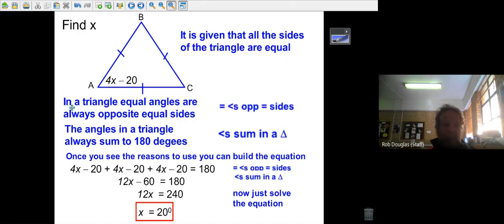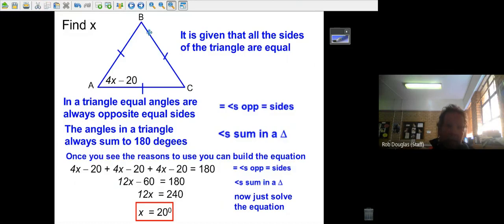Well, we have a reason that says that in a triangle, equal angles are always opposite equal sides. So if these two sides are equal, these two angles are equal. And if these two sides are equal, these two angles are equal. Well, all of these angles, if the sides are all equal, must be the same. So that's 4x minus 20. That's 4x minus 20. They're all 4x minus 20. That's because there are equal angles opposite equal sides.